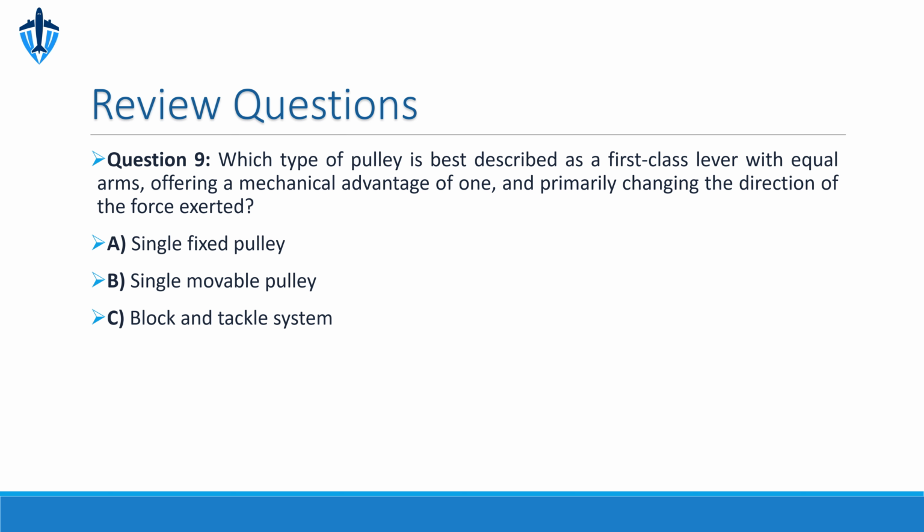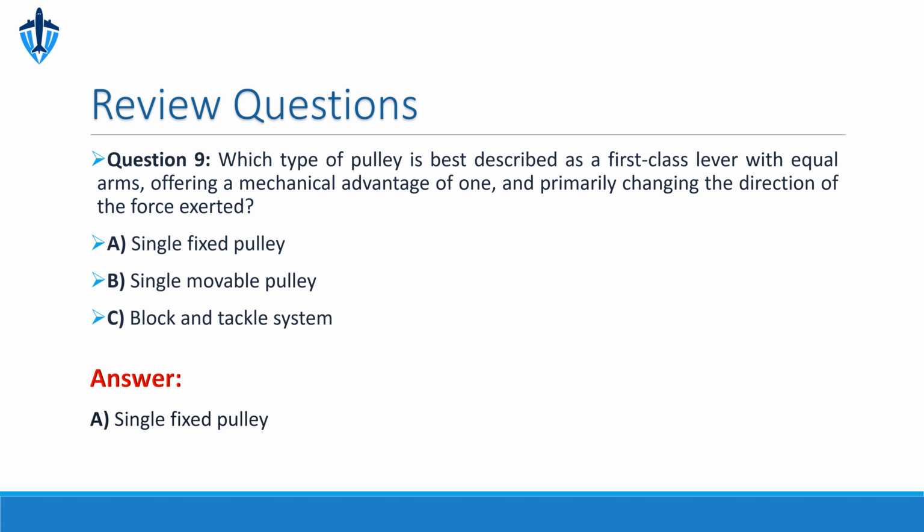Question 9. Which type of pulley is best described as a first-class lever with equal arms, offering a mechanical advantage of 1 and primarily changing the direction of the force exerted? A. Single fixed pulley. B. Single movable pulley. C. Block and tackle system. Let's review the characteristics of our different pulley types. The correct answer here is A.